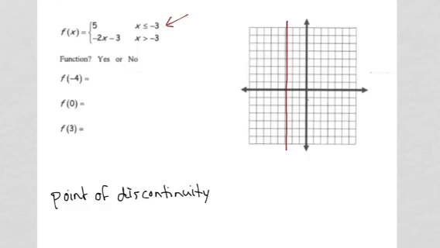Now, if the left-hand side and right-hand side meet up at the same place, then there is no point of discontinuity. If the left-hand side and right-hand side don't meet up at all, then at x equals -3, we have a point of discontinuity. So let's go ahead and graph this.